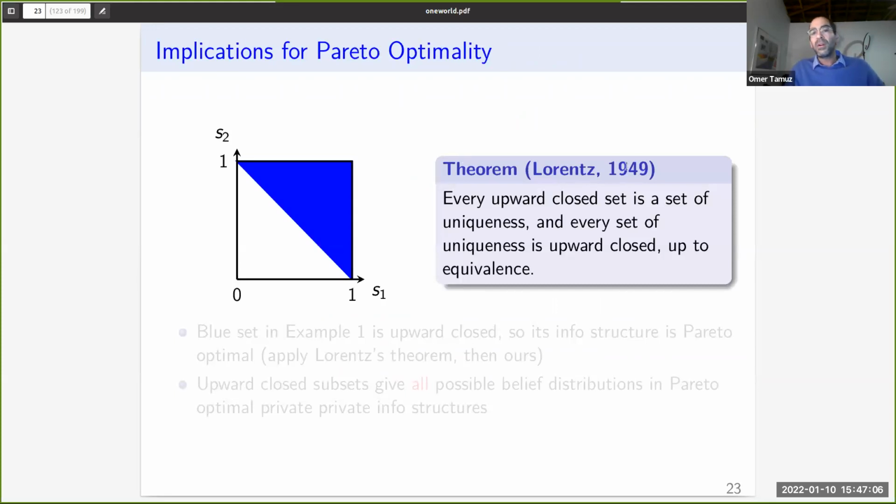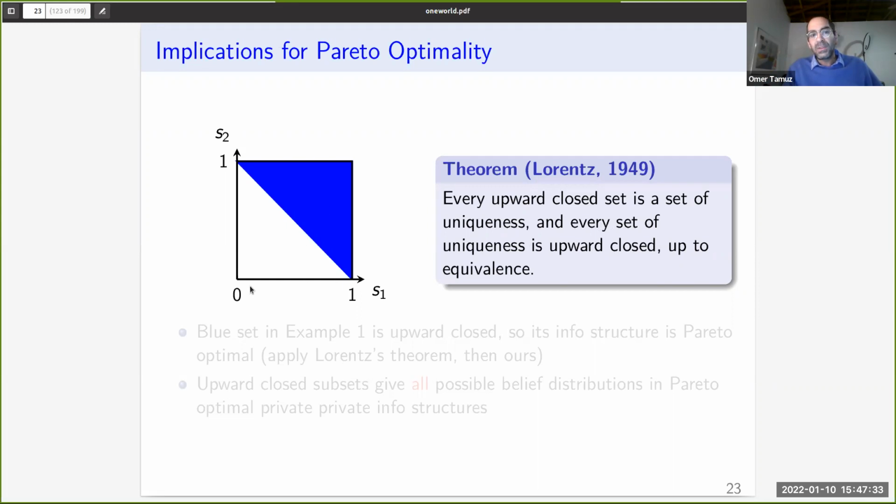Here's an old theorem of Lorentz from '49. Every upward closed set is a set of uniqueness, and every set of uniqueness is upward closed up to equivalence. And this is equivalence in our sense of equivalence of structures, of having the same distributions of projections. So if you remember, this is the first example that we looked at.